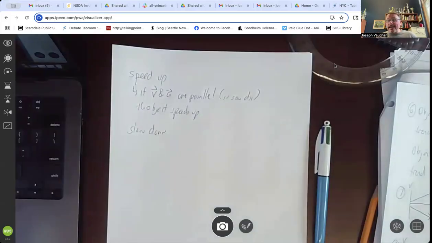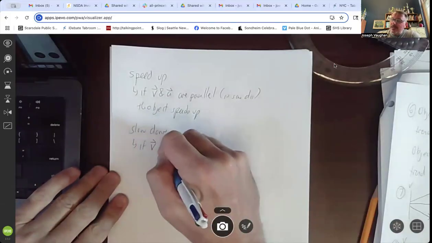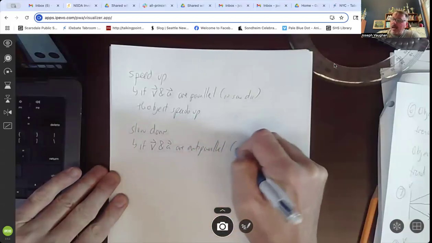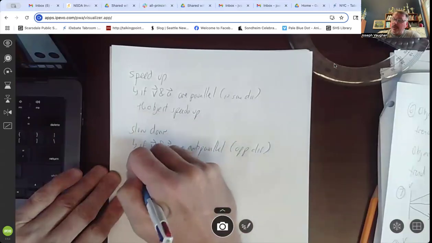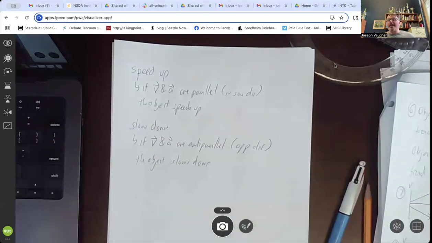And that should make sense. If I'm going to the right and I want to speed something up, I push it to the right. If I'm going north and I want it to go faster north, I push it north. As long as you push something in the direction that it's going, it will speed up. Therefore, slowing down: if the velocity vector and the acceleration vector are anti-parallel, meaning the opposite direction, not different, opposite direction, the object slows down. And that should make sense. If I'm going to the right and something pushes me left, I'm going to slow down while moving to the right. If I'm trying to go north and you pull me south, I'm going to slow down as I'm moving north.